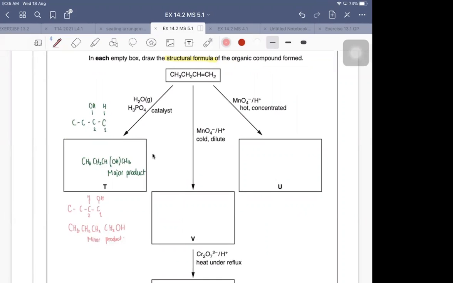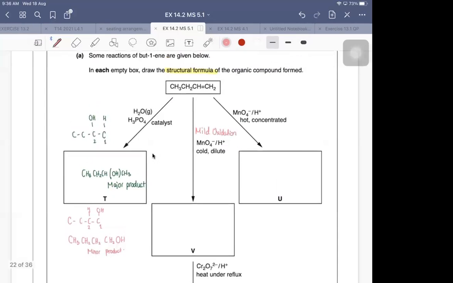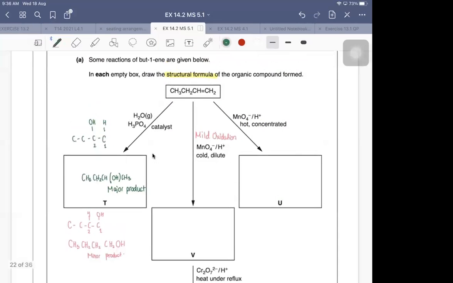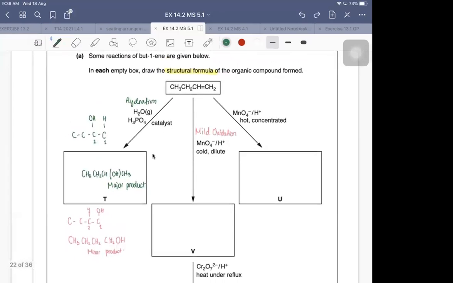For V, it's a reaction with cold dilute acidified potassium manganate. So this reaction is called mild oxidation. The first reaction that we were looking at is called the hydration of alkenes.